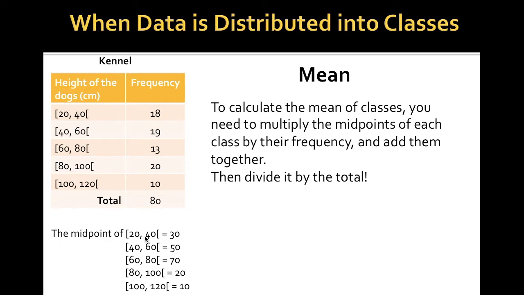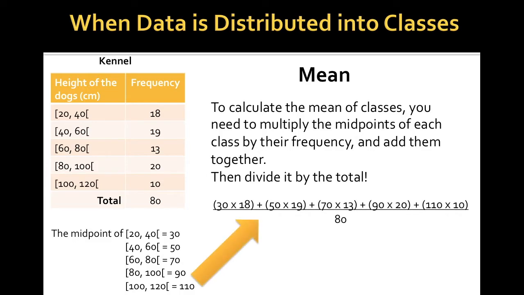So the midpoint from 20 to 40 is 30, the midpoint from 40 to 60 is 50, the midpoint from 60 to 80 is 70, the midpoint from 80 to 100 is 90, and the midpoint from 100 to 120 is 110. So I take each of these midpoints and multiply it by its respective frequency, and then I divide by the total frequency, which is 80. And I get that approximately the average of the heights is 66.25 centimeters.